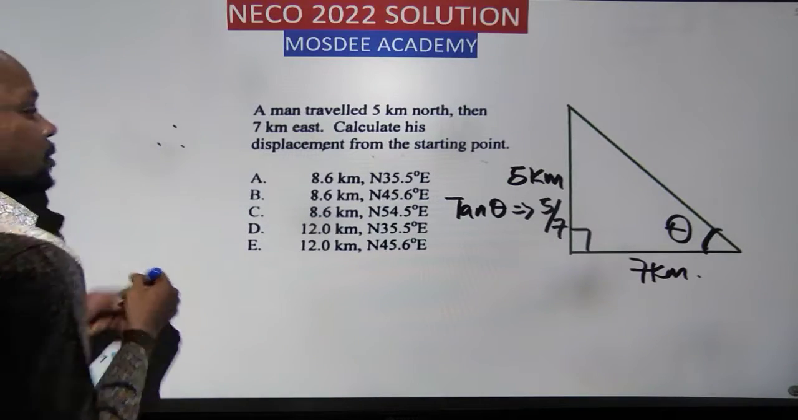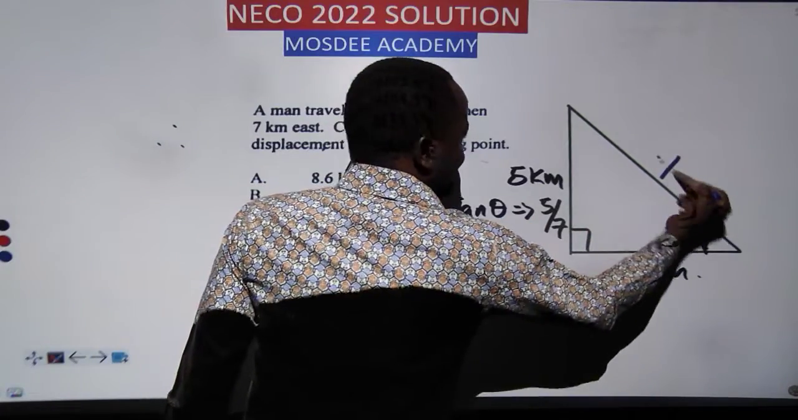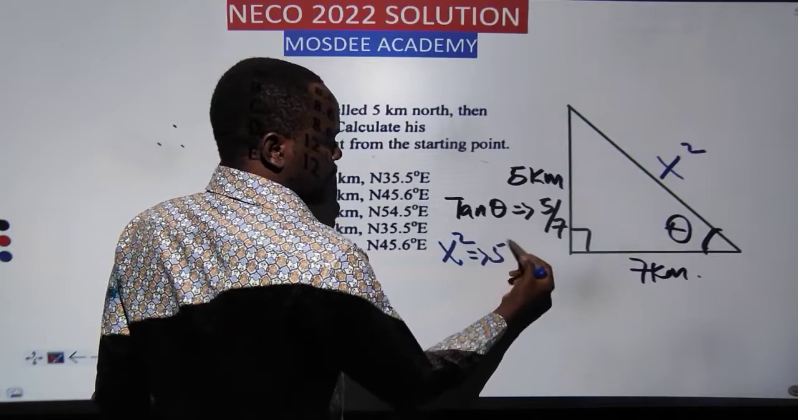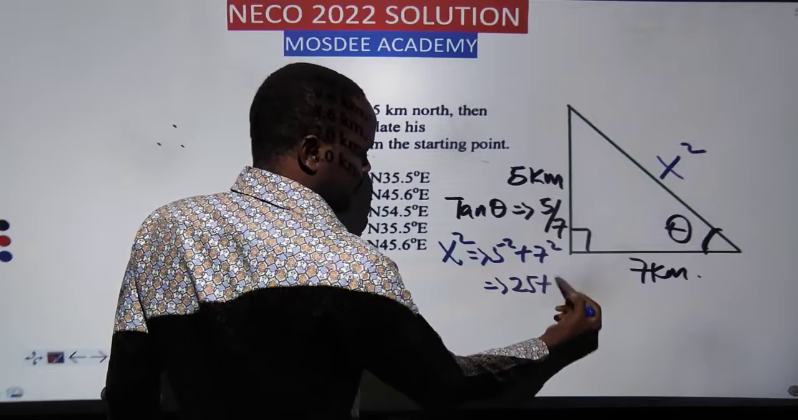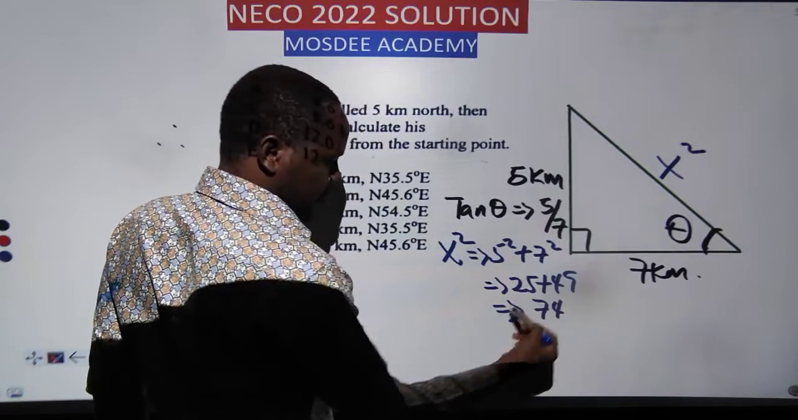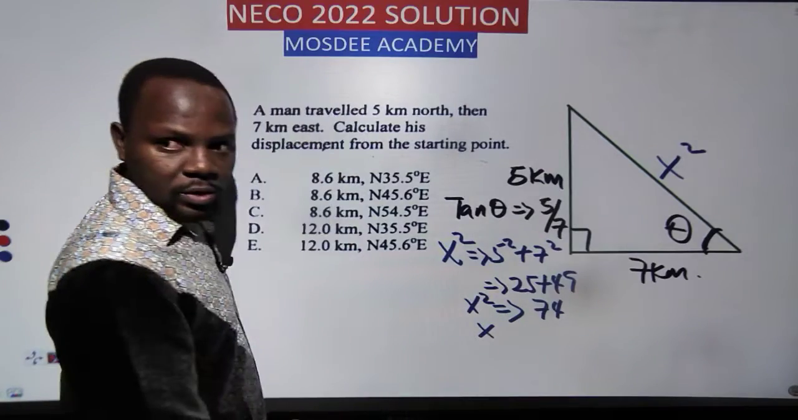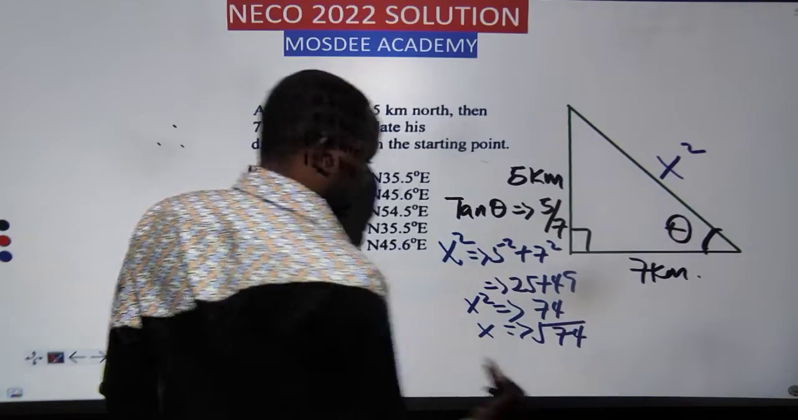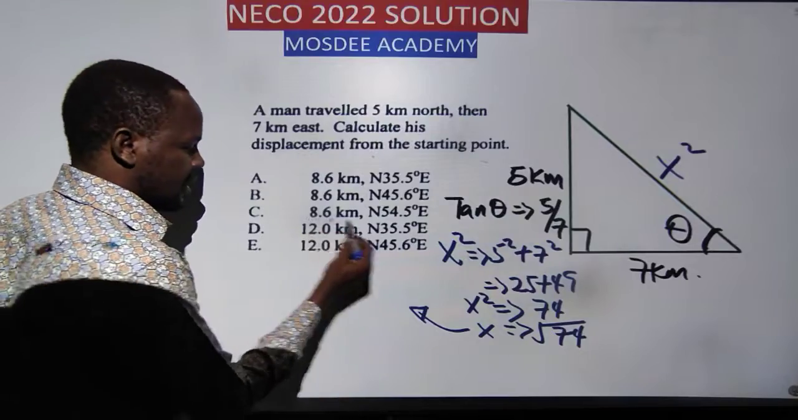Okay, thank you very much, Akmi. So we can say, maybe you call this one x, x squared is equal to 5 squared plus 7 squared. Everybody knows 25 plus 49 is 74, if I'm not mistaken. So x equals the square root of 74, which is approximately 8.6.